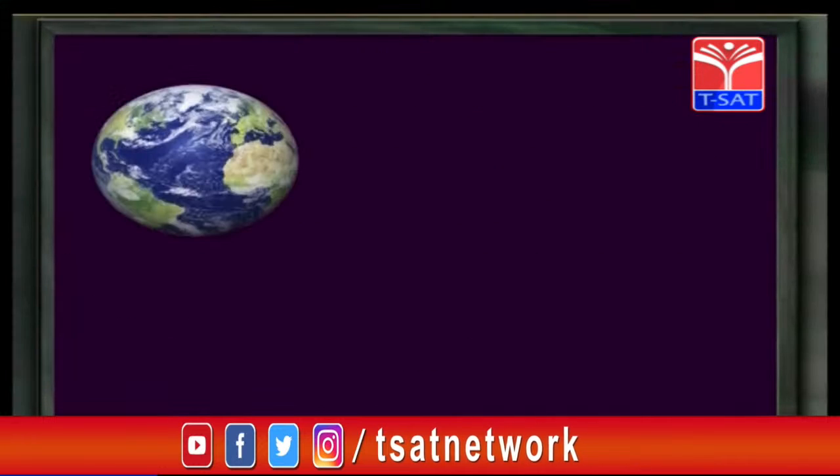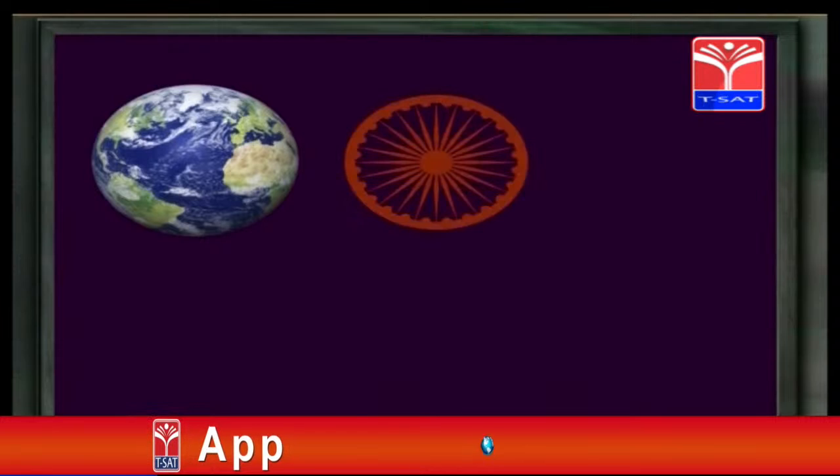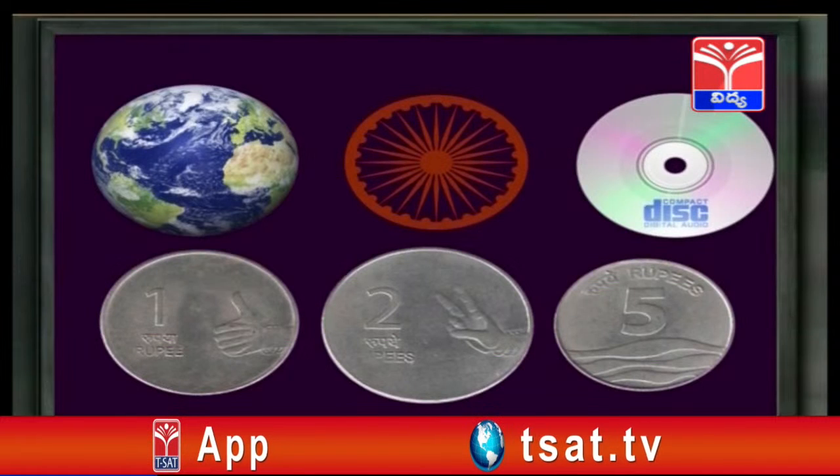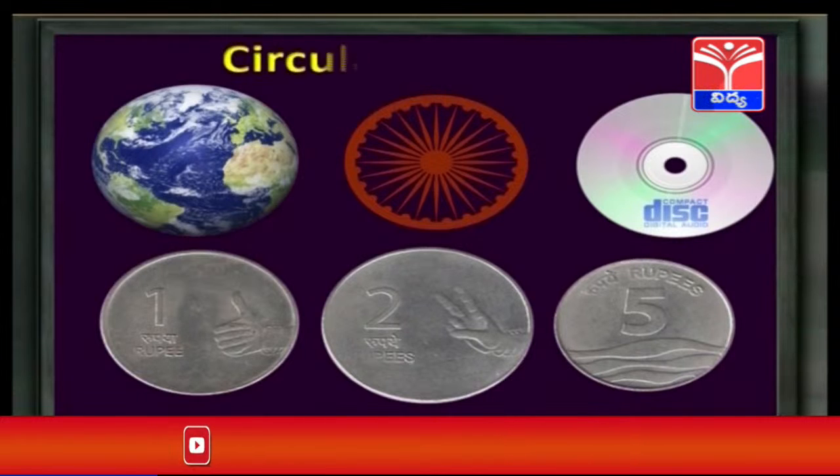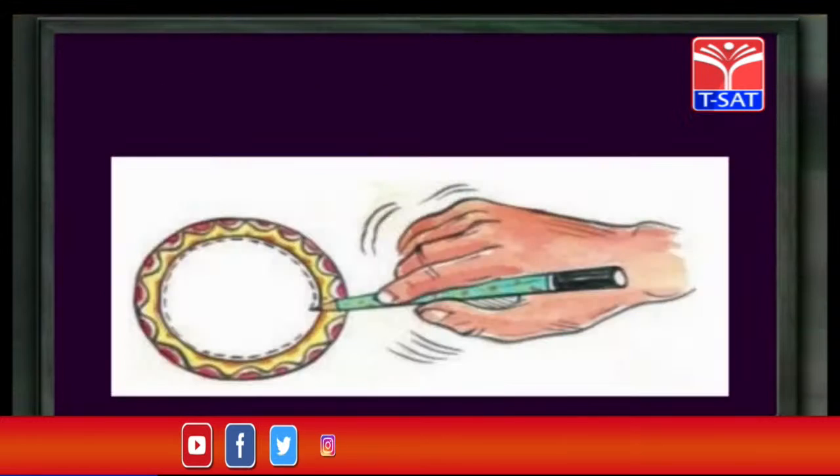Cyclic quadrilateral. Observe the figures: Earth, Ashoka Chakra, CD, coins. So, what is the common thing in these, students? So, these are all circular objects. Now, let us see this.